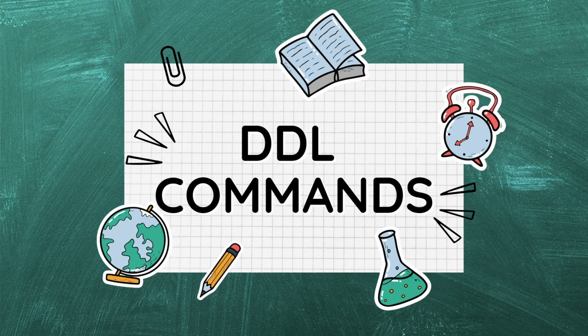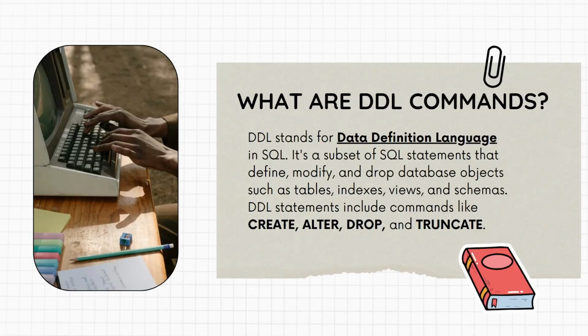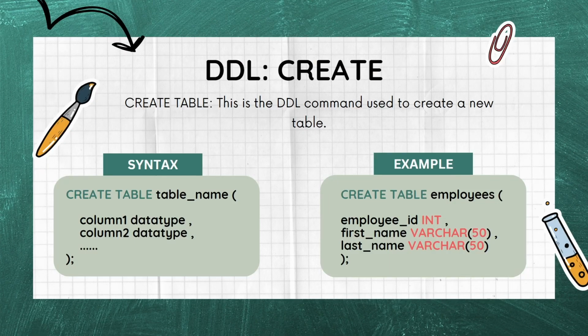So let's get started. DDL, Data Definition Language commands are a set of SQL commands used to define the structure of a database schema and manage its objects. These commands allow you to create, modify, and delete database objects such as tables, indexes, and views. Here are some common DDL commands: create, alter, drop, and truncate. Now, let's look into each of them one by one.